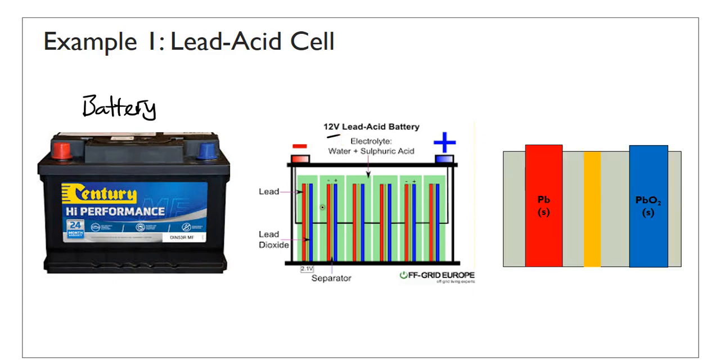So we're going to look at one cell, one of these. So you have the lead, which is the red electrode, and then you have the lead dioxide, so PbO2, which is the blue electrode, and then it's submerged in a solution. The voltage of each of these is around 2.1 volts according to this diagram, and then you have a separator, which is the yellow bit here. So we're just going to look at the operation of one of these cells.